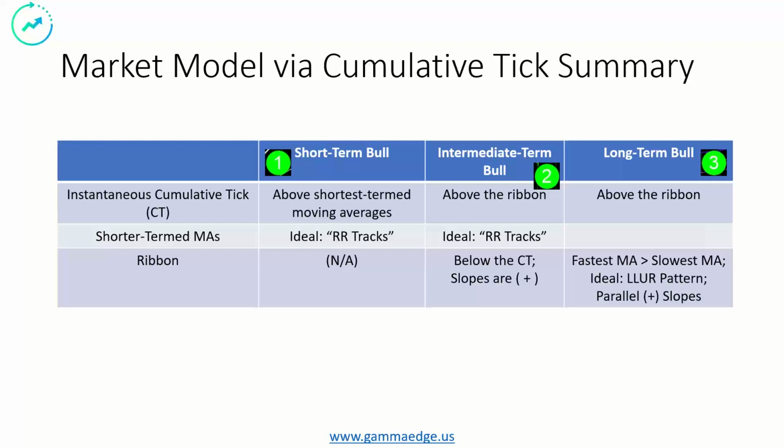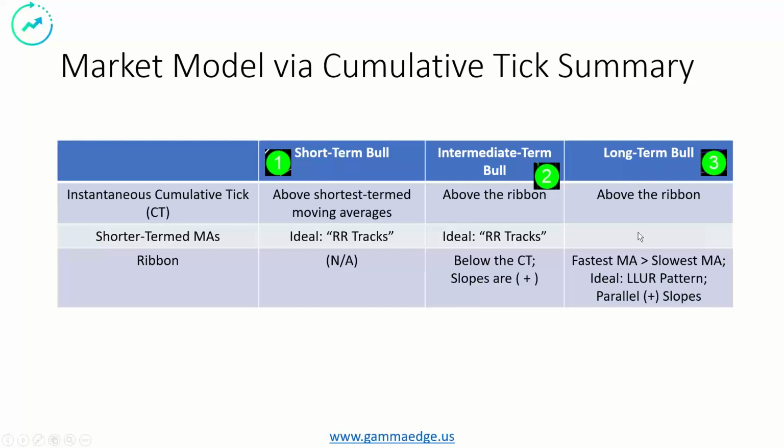Then we go to our intermediate term bull at number 2, as Paul laid out. So that's above those colored ribbons. Ideally, we have the railroad tracks. The angle of these railroad tracks is also important too. We want to see those lower left, upper right, but the angle of ascent can give us an indication of strength of the tick, and the tick is the overall institutions and what they're doing and how they're positioning in the market. And then below the CT slopes are positive. Long-term bull, number 3, that's our ribbon. So that would be the red above the cyan for an overall long-term bull.